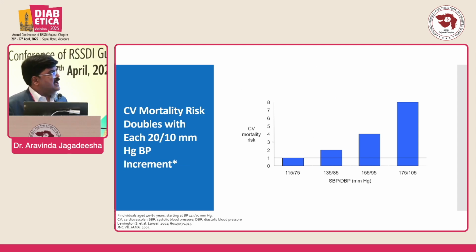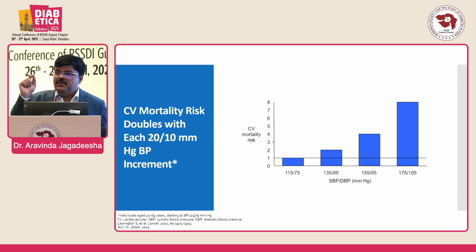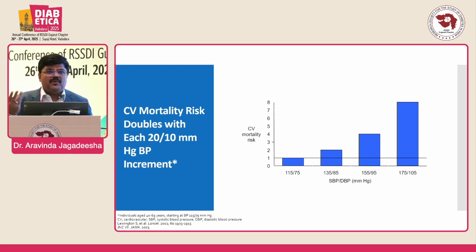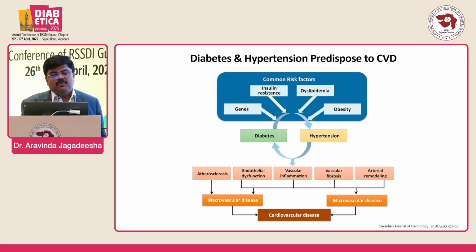CV mortality risk doubles with each 20/10 millimeter of mercury increment. You can see how CV mortality increases with the blood pressure reading; as BP increases, the risk is also increasing. So, each millimeter plays an important role when we are clinically addressing. We always think, it's a general mentality, what will happen with a 2 millimeter or 1 millimeter of mercury reduction. All this data shows each millimeter of blood pressure reduction is very important and crucial in preventing morbidity and mortality.